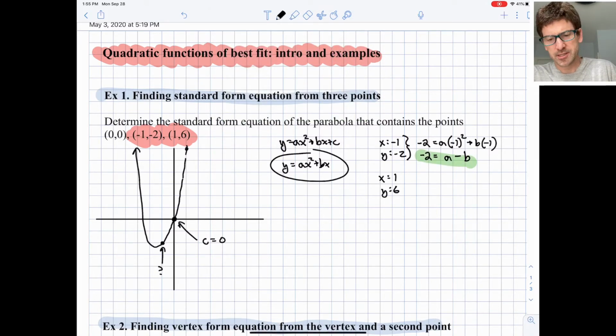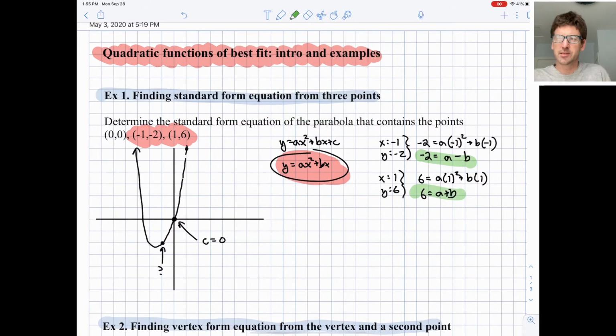So that is one good equation to keep track of. Now let's work with the second set of points, this one right here. 6 equals, and remember, I am just writing out this standard form right now using the information that we know of what x and y are. So 6 equals a times x squared plus b times x. And let's simplify that a little bit. 6 equals, looks like just a plus b.